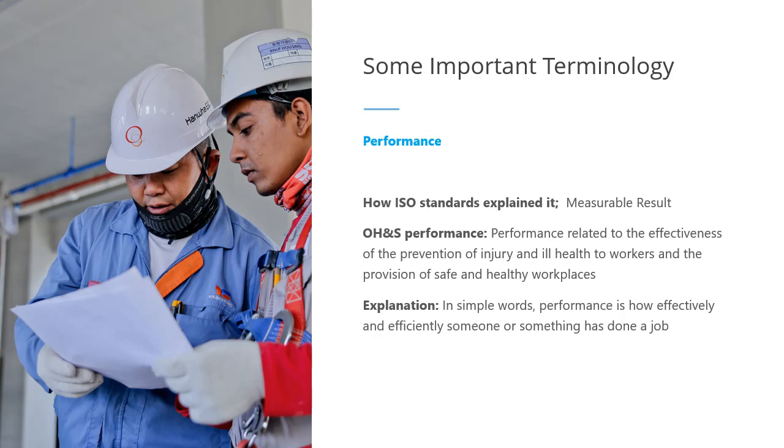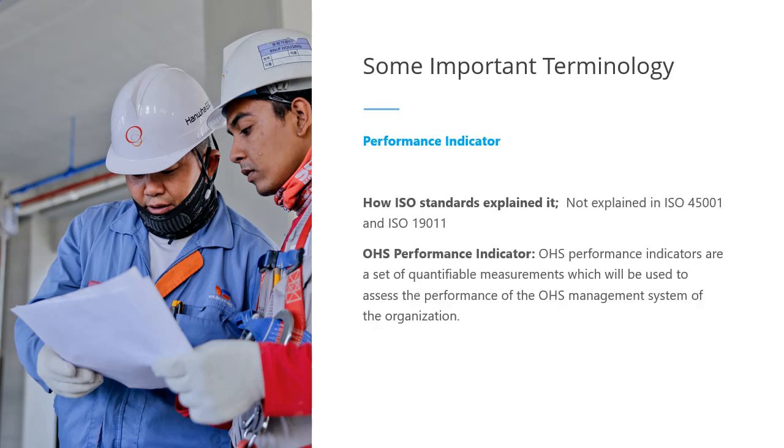For example, for some organizations, up to 5% repeat non-conformities will be an excellent performance, while for others, even 1% repeat non-conformities may be a poor performance. What is a performance indicator? OHS performance indicators are a set of quantifiable measurements that will be used to assess the performance of the OHS management system of the organization.